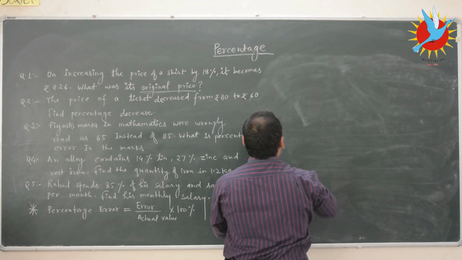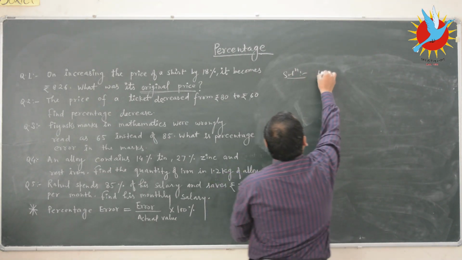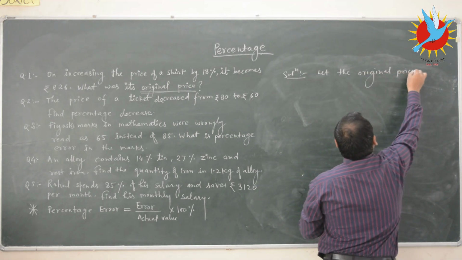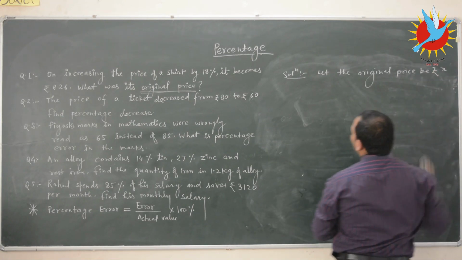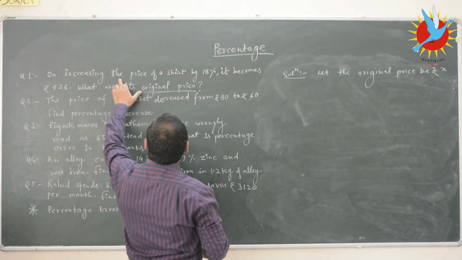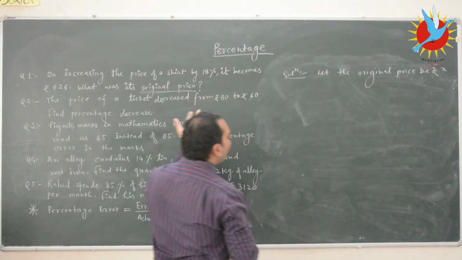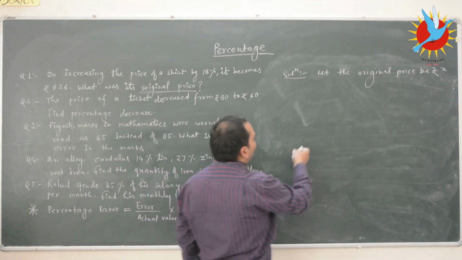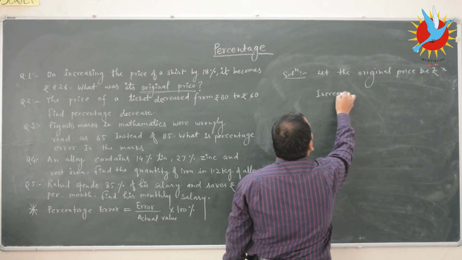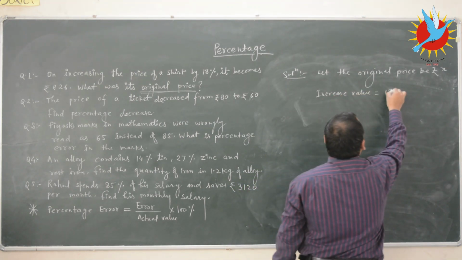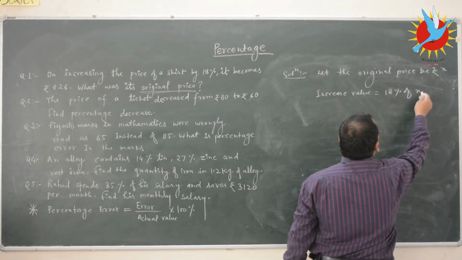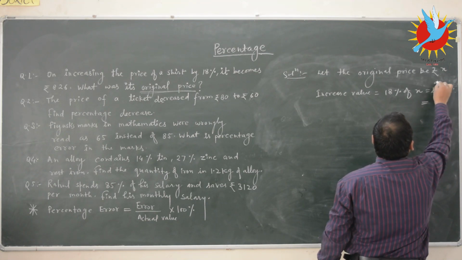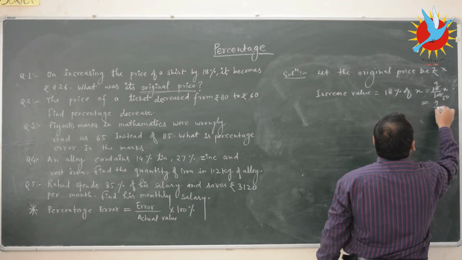Solution. First, let the original price be rupees X. On increasing the price of the shirt by 18%, how much is the increase? The increased value is equal to 18% of X, which is 18 upon 100 X, or we can write 2 9s are 18 and 2 50s are 100, so 9 by 50 X.